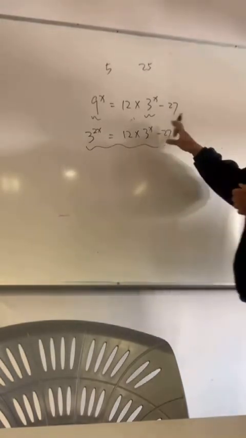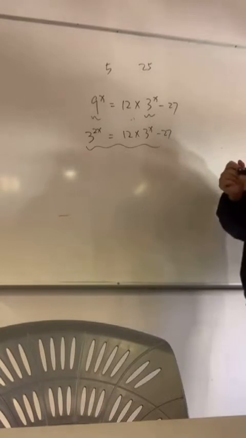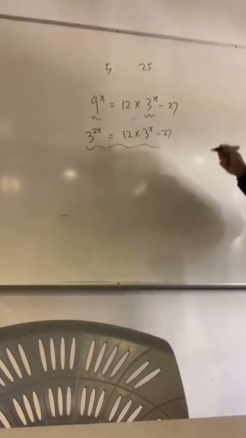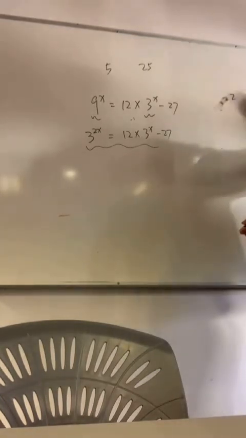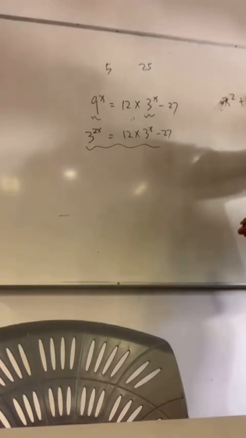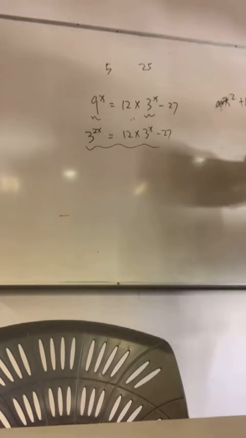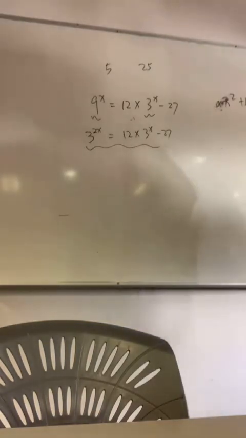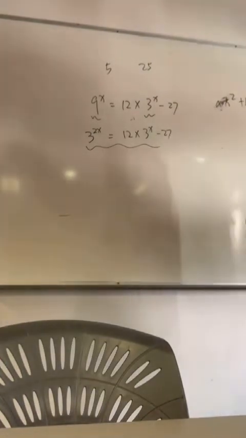Now, what can this equation remind you of? Quadratics. A quadratic is something squared, and then something to the power of one. So this one is sort of like a quadratic. Carmen was shaking his head, it doesn't look like a quadratic. Yeah, it doesn't look like one.